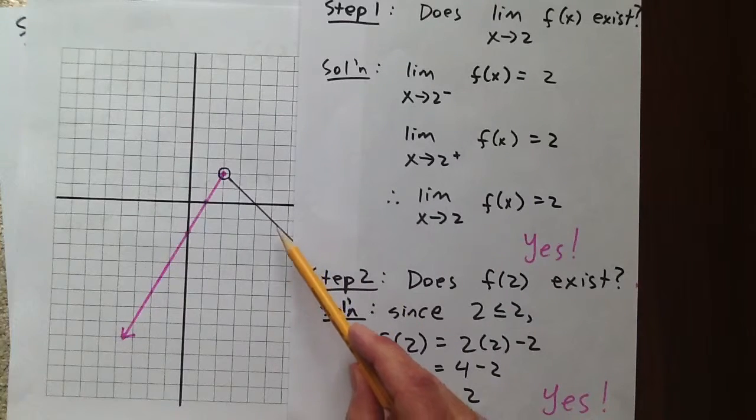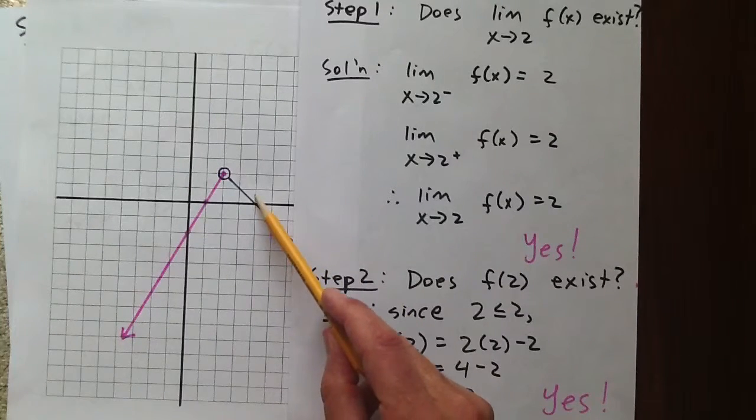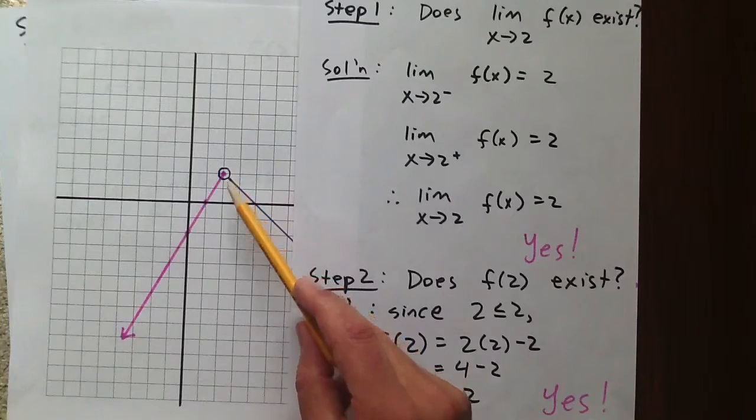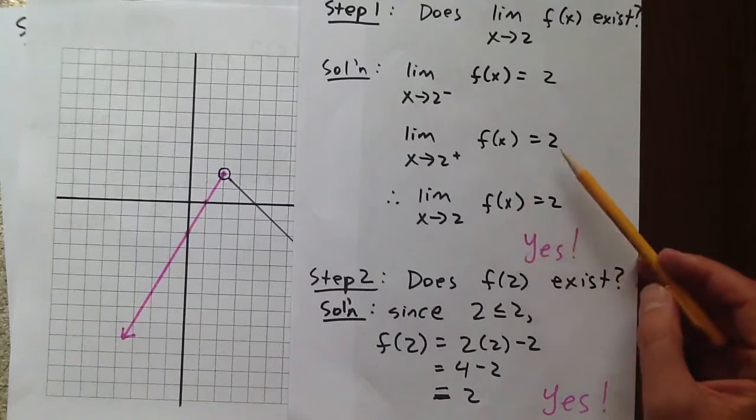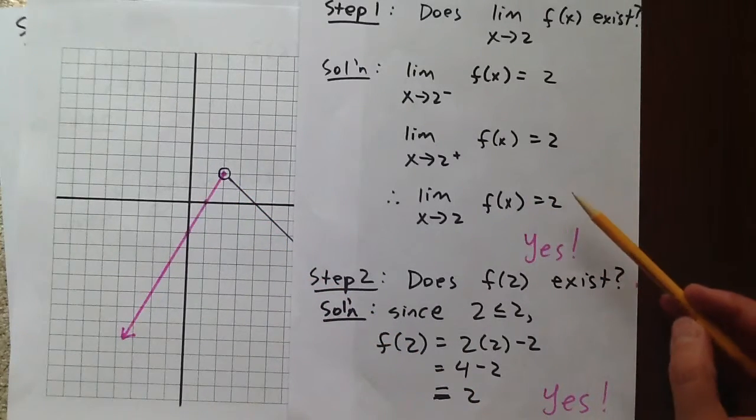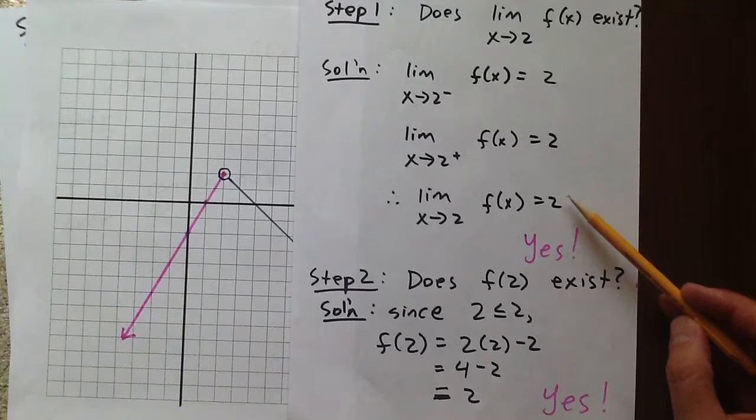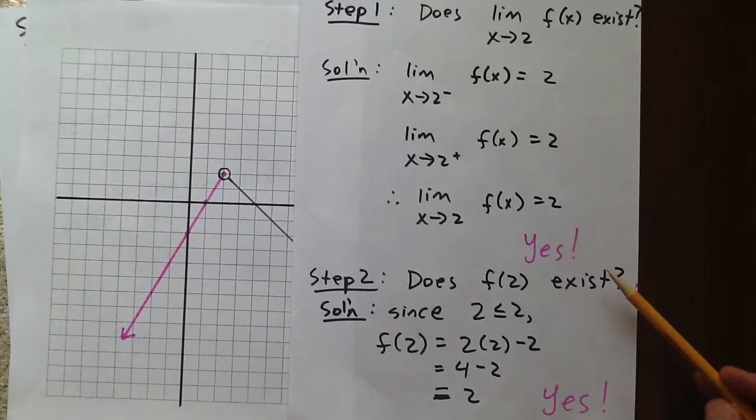Looking at the purple one, as x goes to 2 from the right-hand side, the y value also gets ever and ever closer to 2. So we can say that the limit exists and that the limit as x goes to 2 of f at x is 2. Well, now let's ask ourselves if f at 2 actually exists.